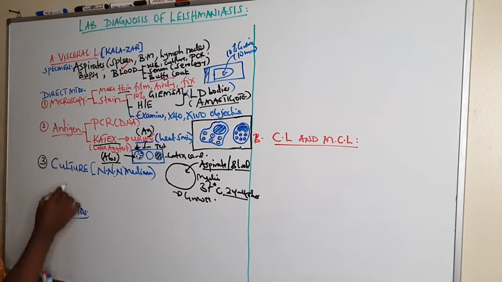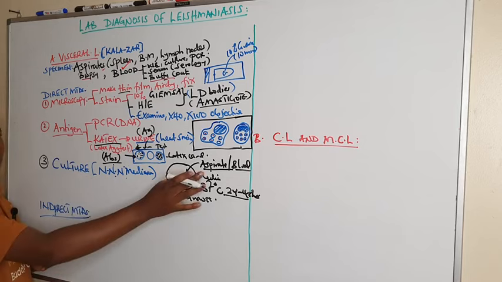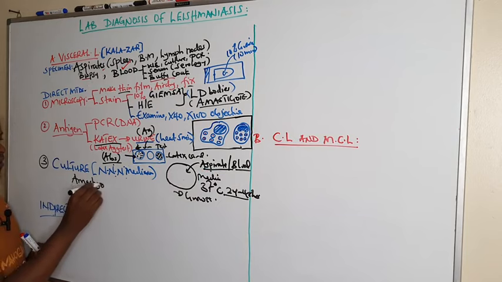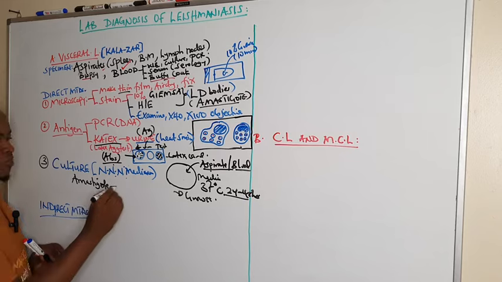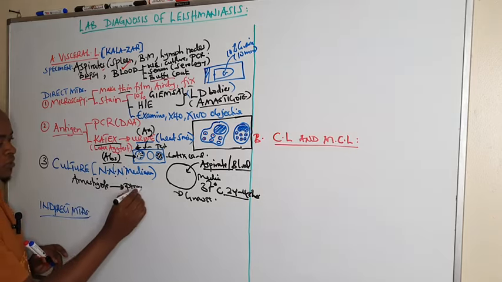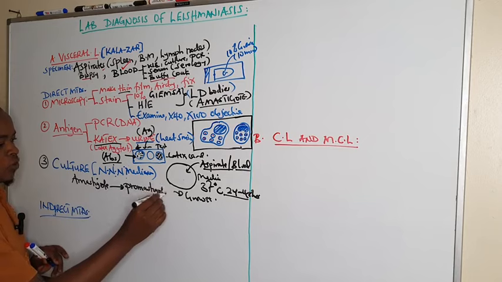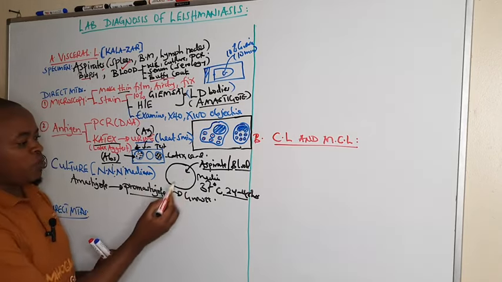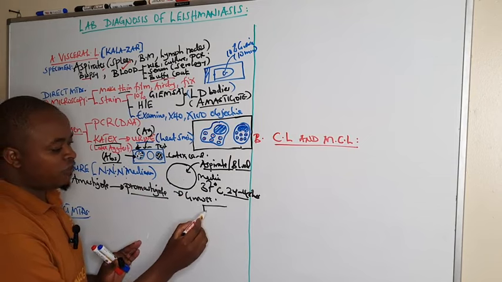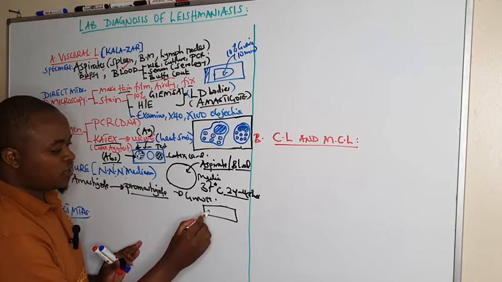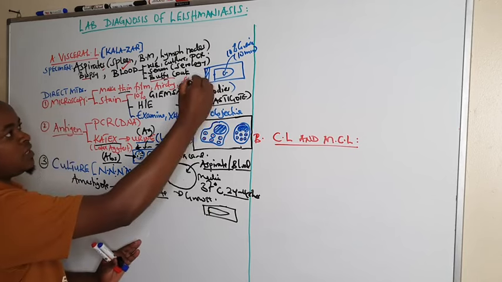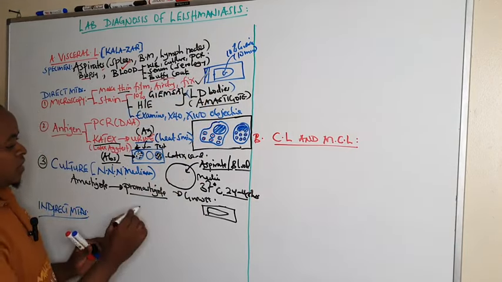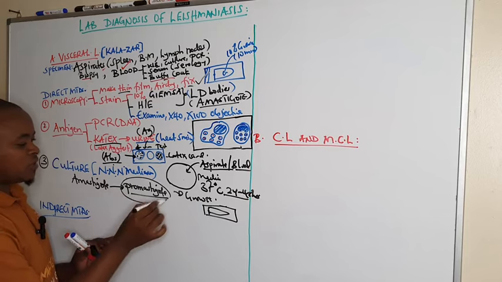And of course, during culture, when we culture the aspirate or the blood, the amastigotes which are in these samples, due to the change in temperature, are going to metamorphose into promastigotes. After culturing, we use a wire loop. We pick some of the colonies and we make a thin film. We stain it in the same way using Giemsa or H&E. Then we examine. Here we shall examine for presence of promastigotes.